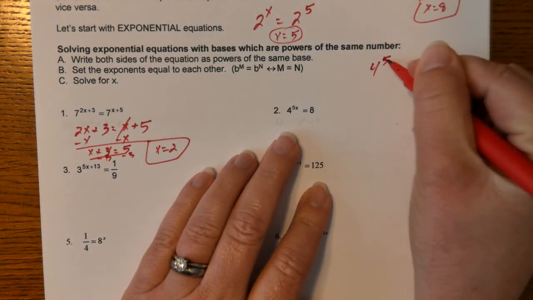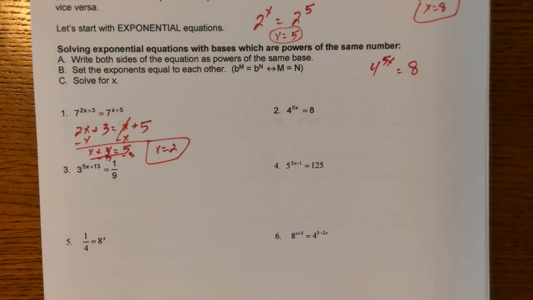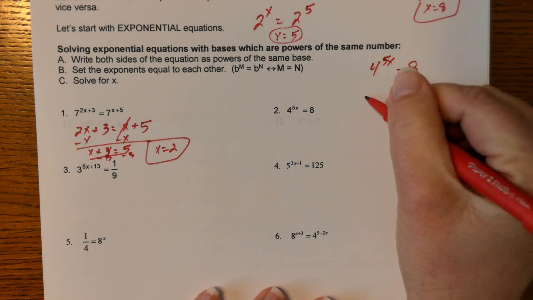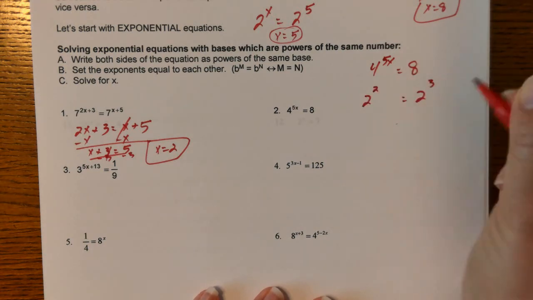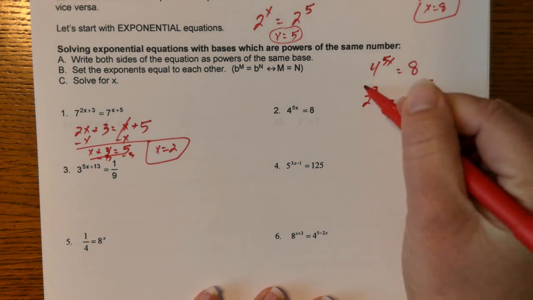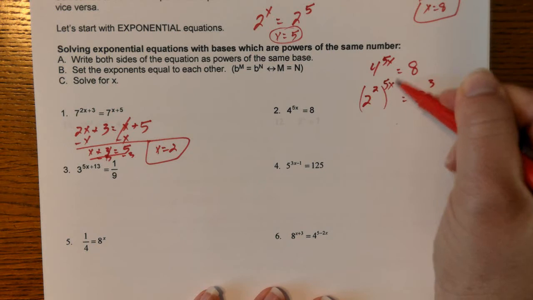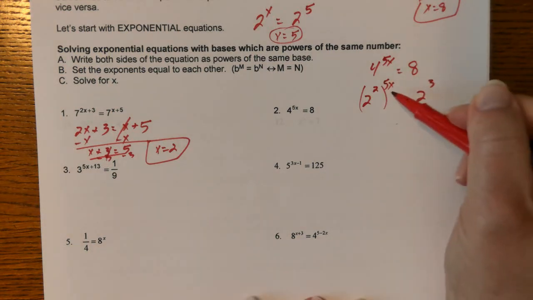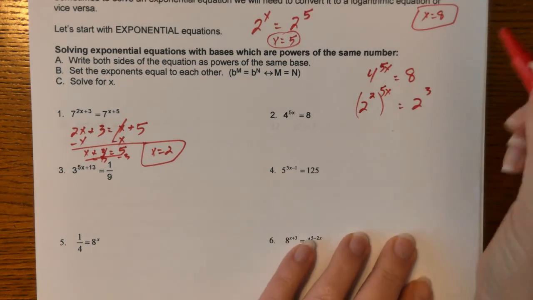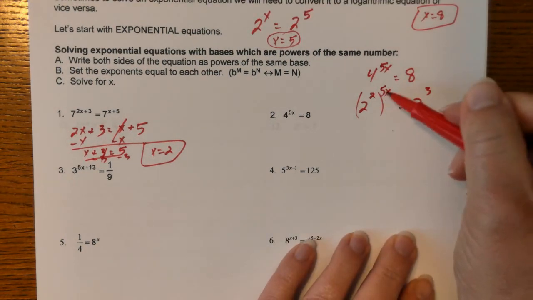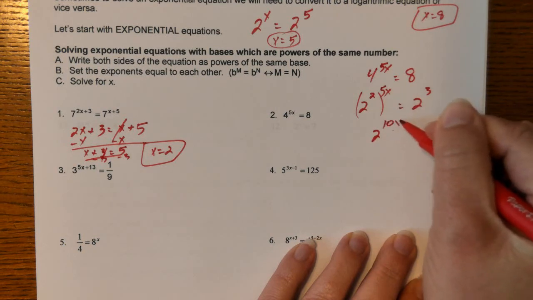4 to the 5x has to equal 8. Well, 4 and 8 are both powers of 2. 2 squared is 4, and 2 to the third is 8. So I'm going to replace 8 with 2 to the third, and I'm going to replace 4 with 2 squared. But that 5x is still an exponent on my 4, so the 5x is still an exponent on the 2 squared. Okay, if we raise a power to a power, we can multiply those exponents. So 2 times 5x is going to be 10x.